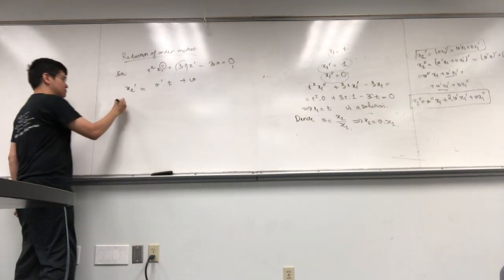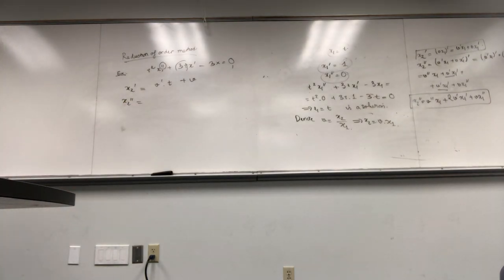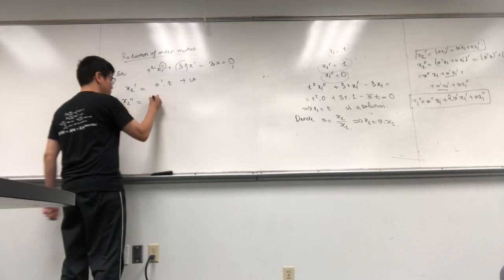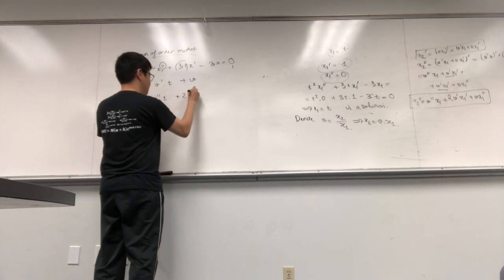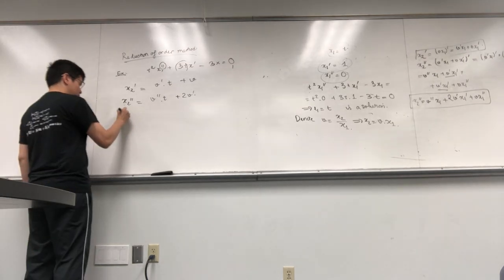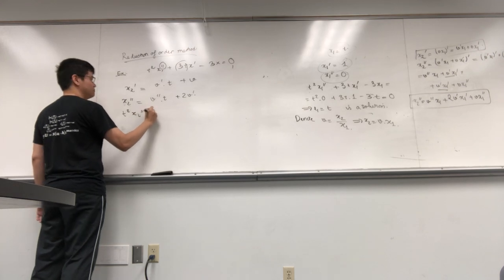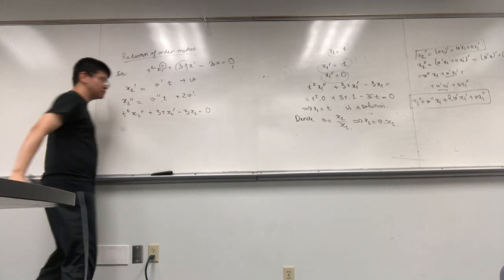Now I compute x2 second. So what is x2 second? Yes, v double prime t plus 2 v prime. So you have v double prime t plus 2 v prime. Questions? Now I'm going to plug everything back into the original equation: t squared x2 second plus 3t x2 prime minus 3 x2 is equal to 0.